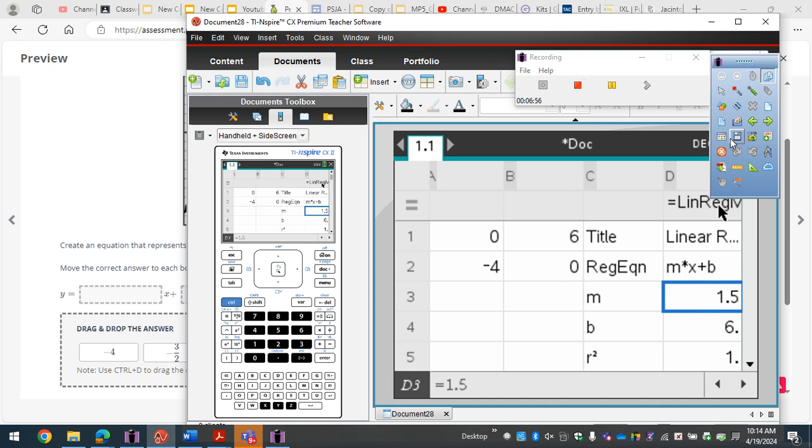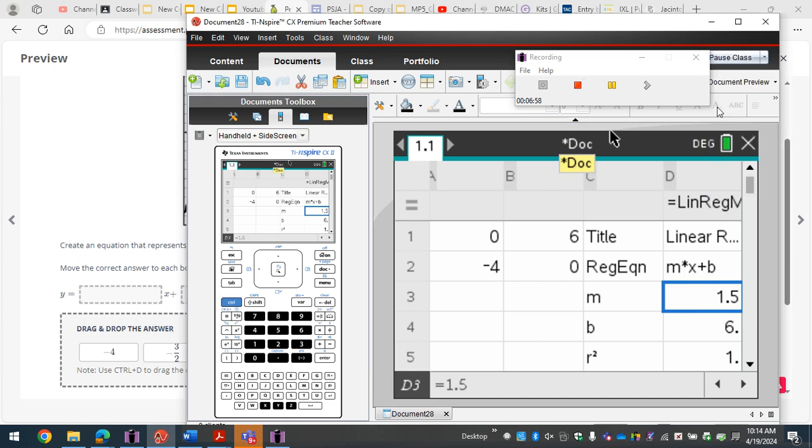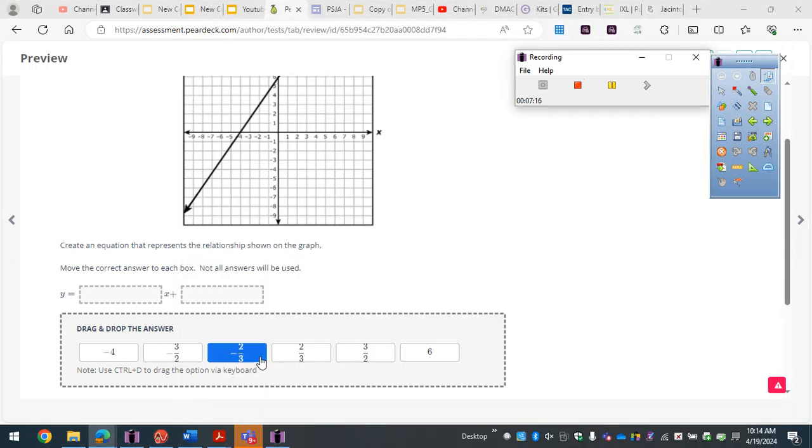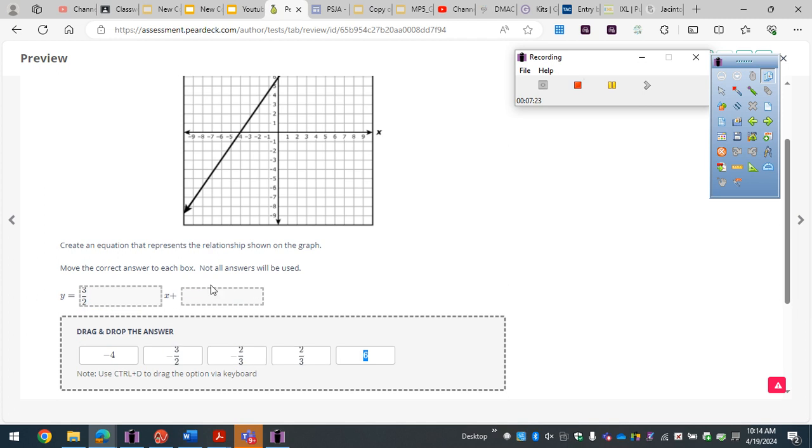Remember the idea is we're going to have y equals, that's going to be my m, this is your b. So you basically have the equation y is equal to 1.5x plus 6. The only issue here is I don't see 1.5 here at all. I know it's that one, but I want to make sure for sure that it's that one, and then plus 6.